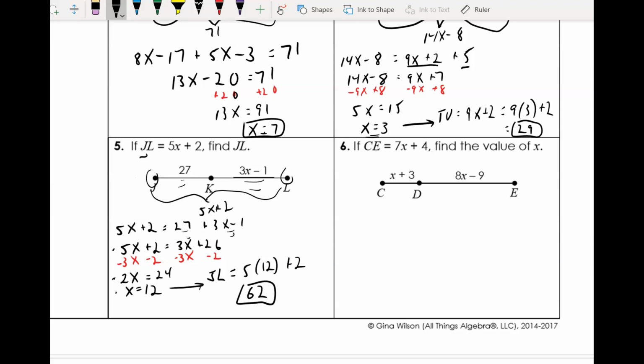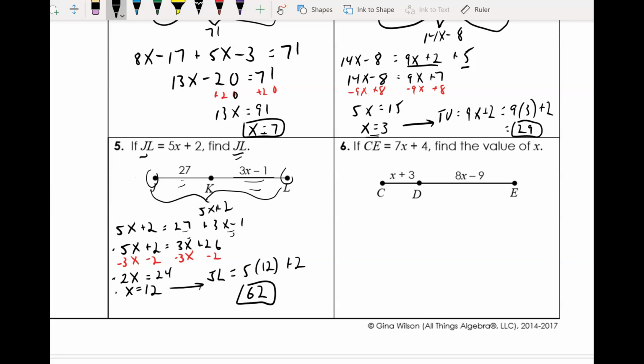Once you have x, don't stop there, because we're looking for JL. We're not just looking for x. But guess what? You're always going to have to find x first, just about always. Okay, so just plan on that. Find x first. All right, once we get that, plug it in to the 3x minus 1. So, plug it into the whole thing, 5x plus 2. So 5 times 12 plus 2, and that's 62.